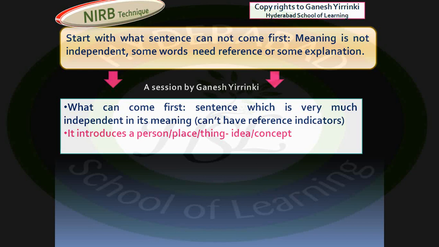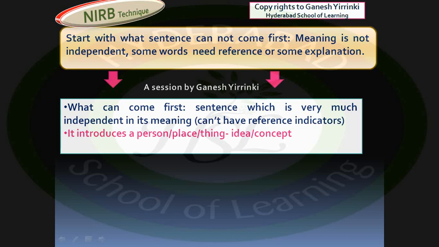That's an independent sentence, but what about its meaning? When a sentence starts with "the result is," it means something must have happened already, right? So though the sentence looks independent, we want the meaning also to be independent. Otherwise, we do not consider such sentences as a first sentence. That's why the meaning is not independent, and a sentence which is not independent cannot come first. And some words need reference or explanation.